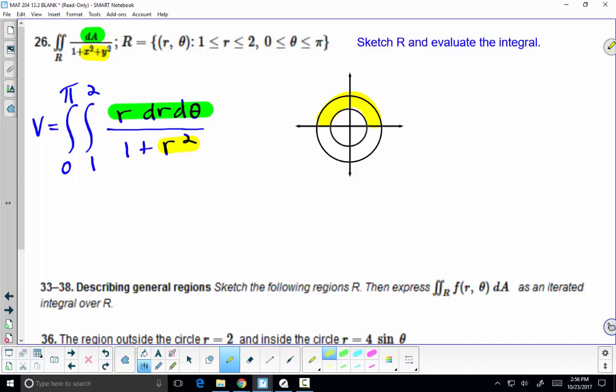Now does it make sense? In Cartesian, dA means dx dy or dy dx, but in polar it means r dr d theta. And this one, we're almost done. This is an immediate integral. What's the derivative of the denominator? 2r. So let's put a 2 right there and a 1 half out in front. Now it's in log form.